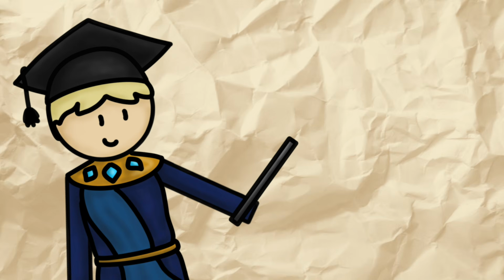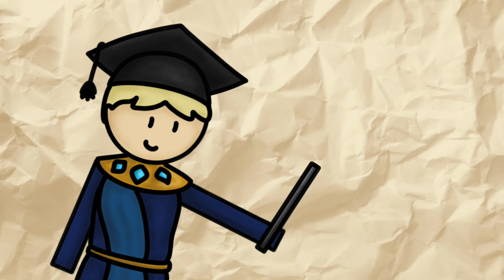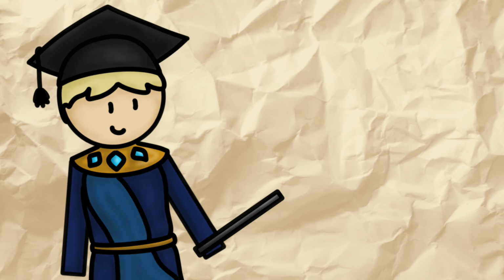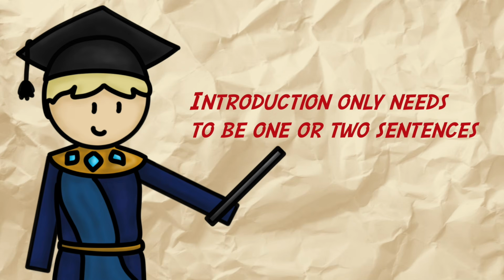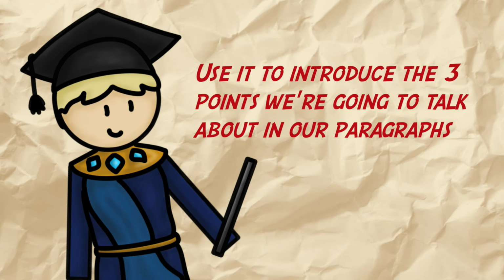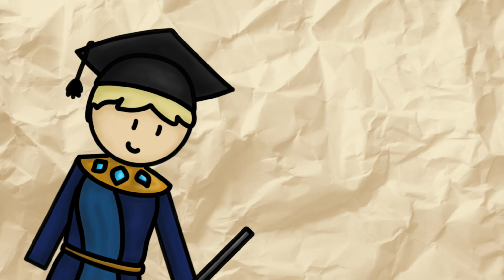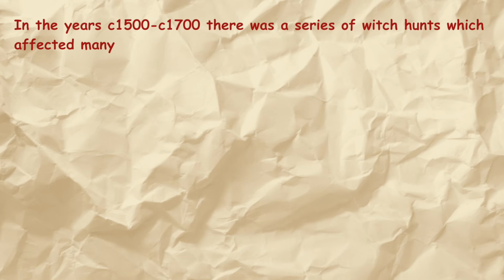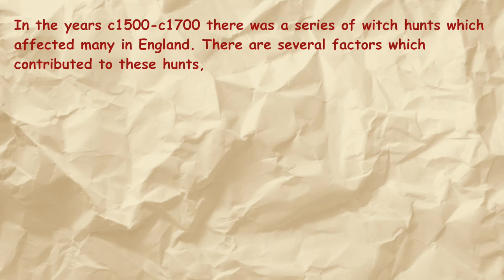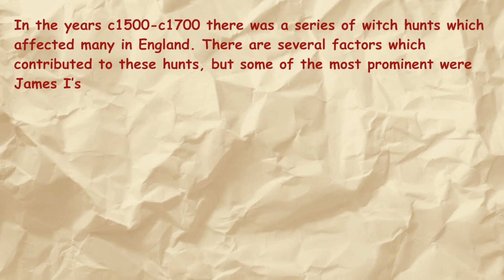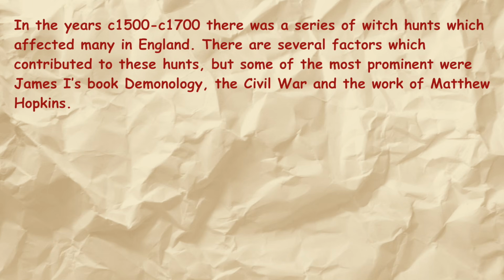As 16-mark questions require an introduction, that's the first thing we need to write. Our introduction only needs to be 1 or 2 sentences, and we'll use it to introduce the 3 points we'll talk about in our 3 paragraphs. So it could go something like this. In the years circa 1500 to circa 1700, there was a series of witch hunts which affected many in England. There are several factors which contributed to these hunts, but some of the most prominent were James I's book, Demonology, the Civil War, and the work of Matthew Hopkins.